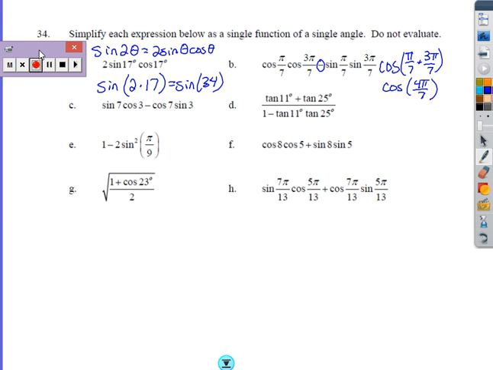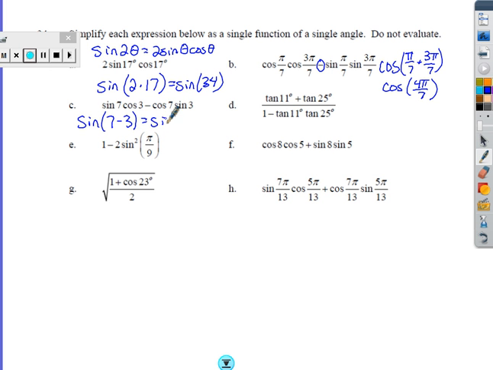And the next one I see is a sine difference. Now in sine, I don't need to change the sign, so I'm still going to subtract, even though in cosine, I do need to do that. So this is the sine of 7 minus 3, which of course is just the sine of 4. And the next one I notice is a tangent difference. So this must be the tangent of 11 plus 25. And that's the tangent of 36.